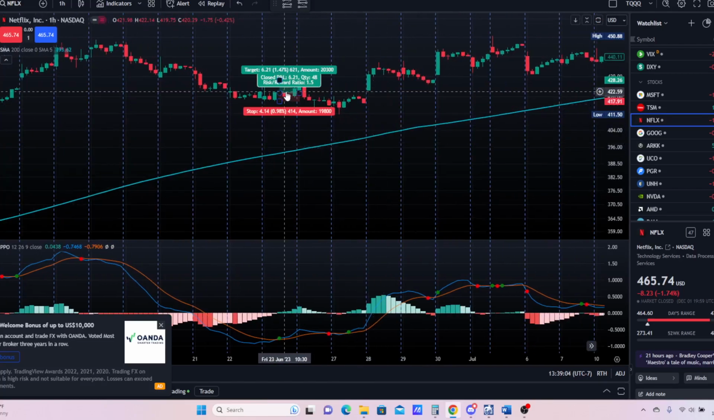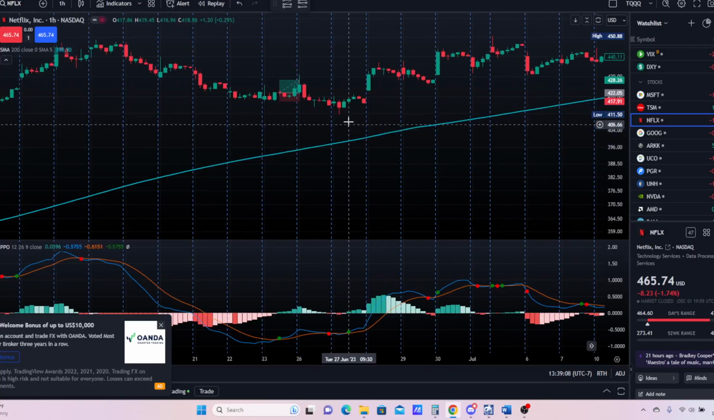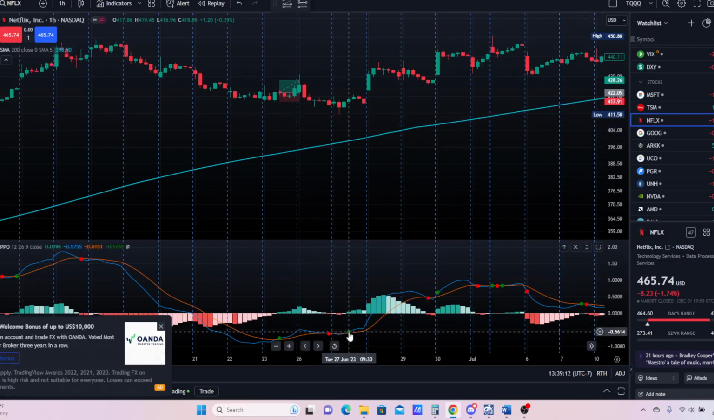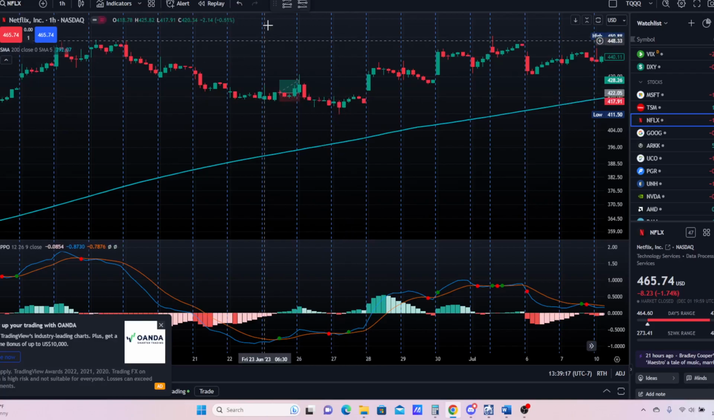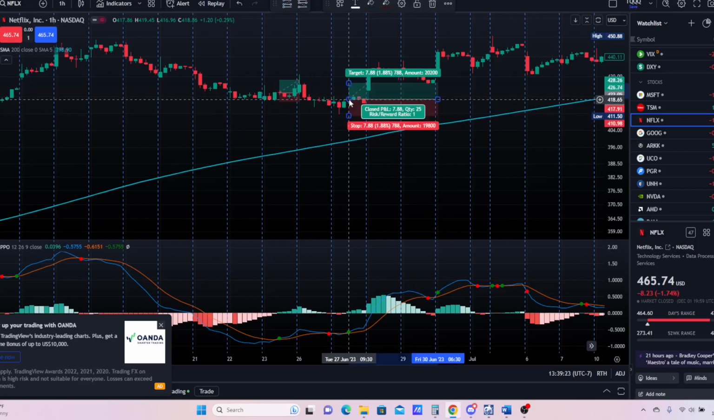So basically, that's a win, and then you would wait for the next opportunity, which is right here, because the price is above the 200. And then you see this crossover down here. It's below the 0 line. So you put the next trade on. Now you would do the same thing. You put the trade on at the close of the candle, which is there.